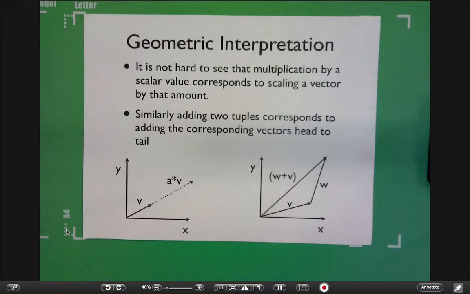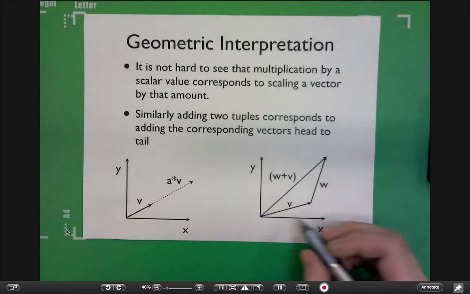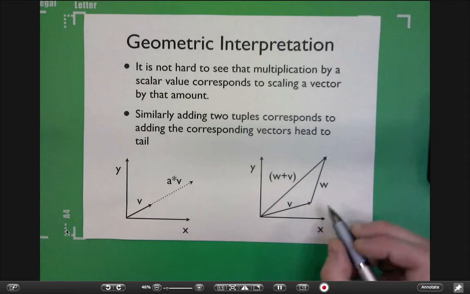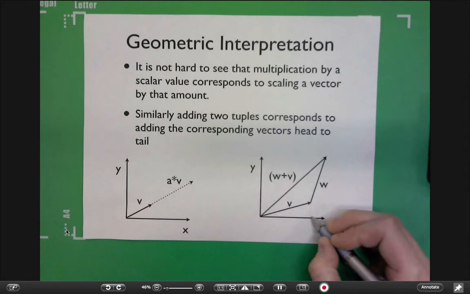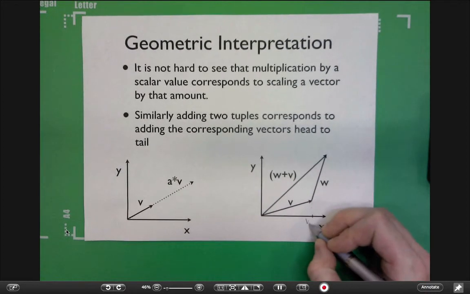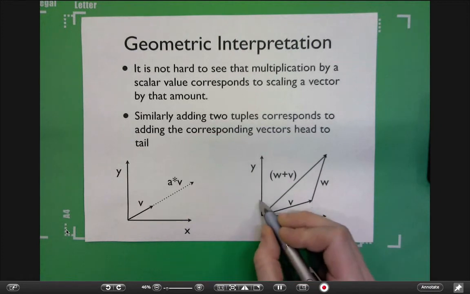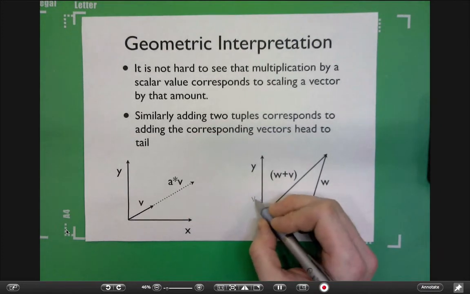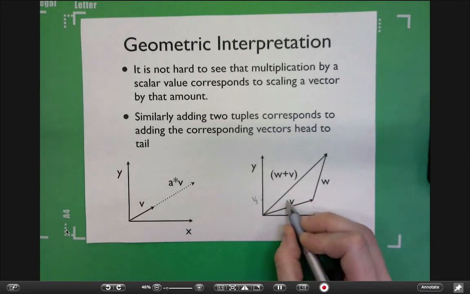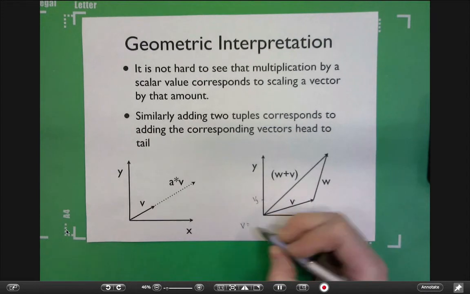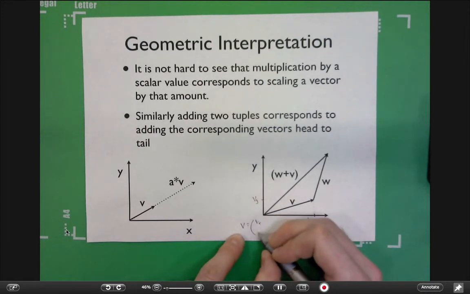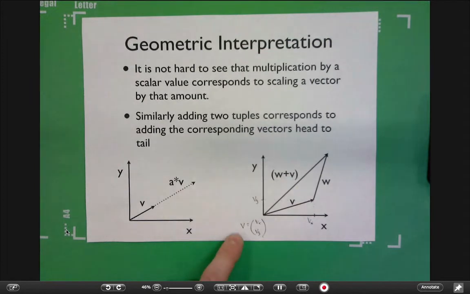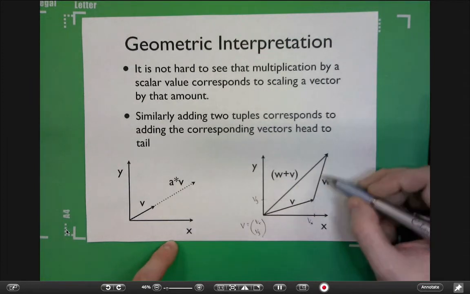Now adding vectors is a little more funny. You can draw a diagram like this, right? So let's see. I had a vector v. The vector v had some coordinates, right? Some vx coordinate and the y coordinate. So v was (vx, vy), and I added it to vector w.